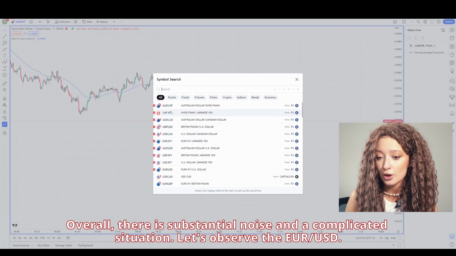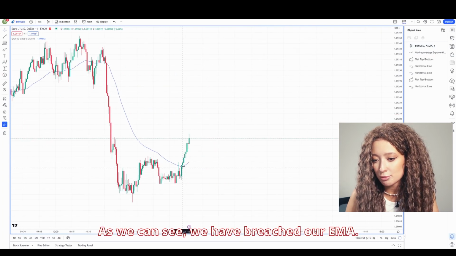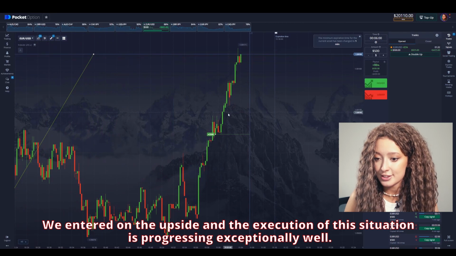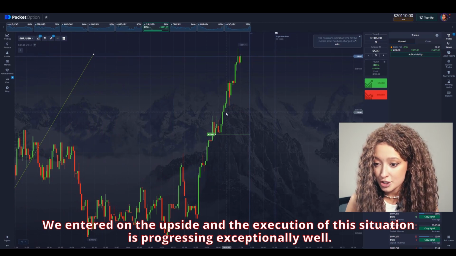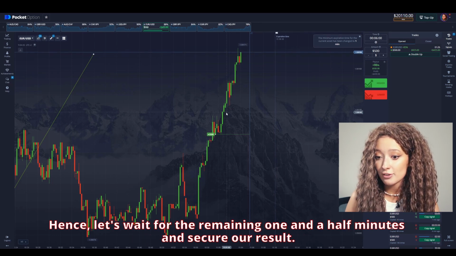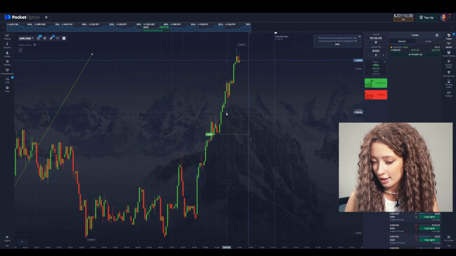Let's observe the Euro and USD. As we can see, we have reached our EMA. We entered on the upside and the execution of this situation is progressing especially well. Hence, let's wait for the remaining 1.5 minutes and secure our result.